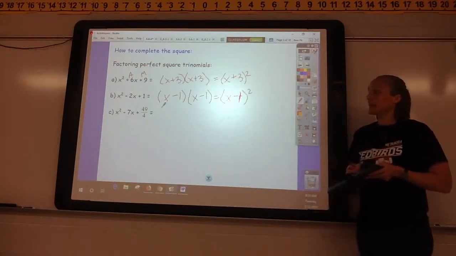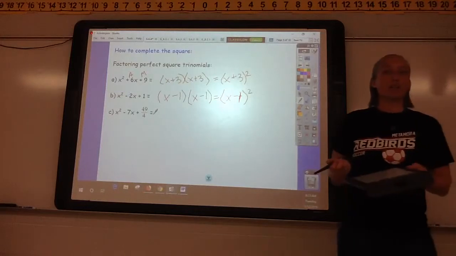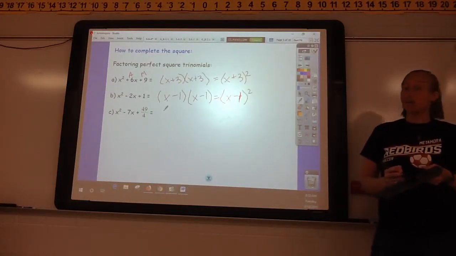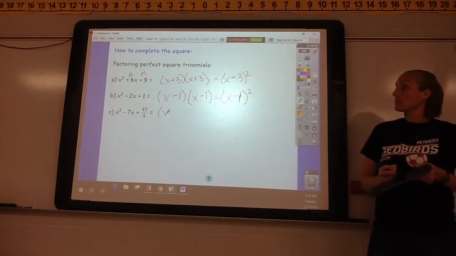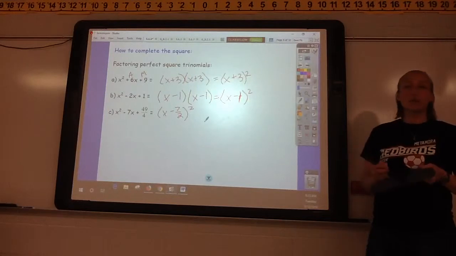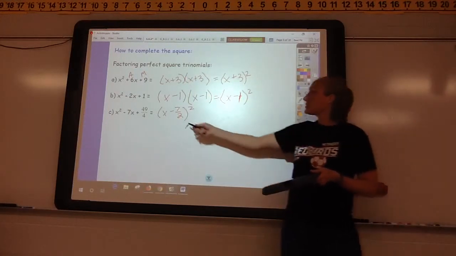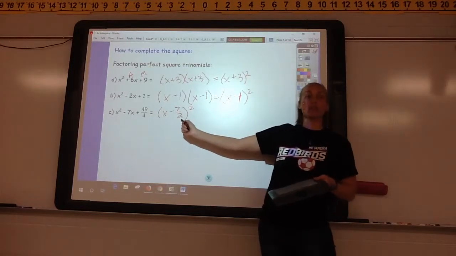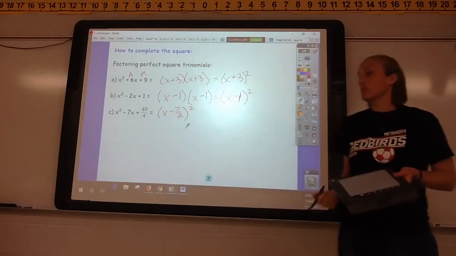So what do I get here when you have that fraction? What am I going to write here? Yeah, I got x minus 7 over 2. Good. And then squared. Yeah, you can write it twice or you can write it squared, but this is exactly right. This is to most of you x minus 3.5. It's the same thing. So it's just to understand that it doesn't have to be a whole number.